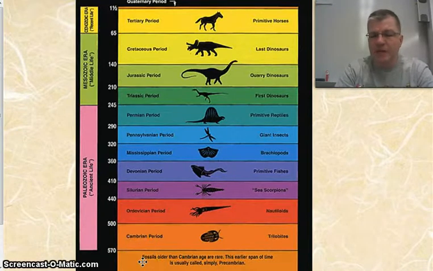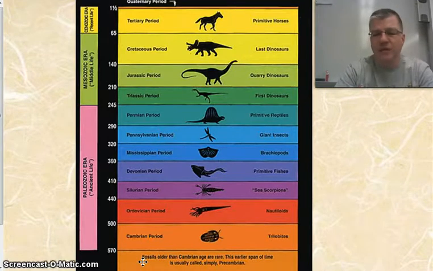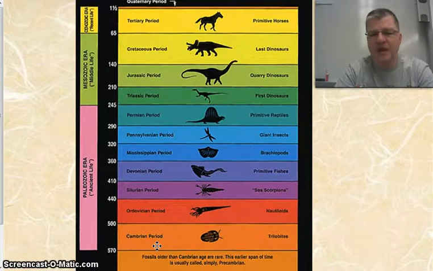The time before the Cambrian, called the Precambrian, had really very, very simple life forms and not many things that fossilize well. So we don't know a whole lot about life before the Cambrian. But starting in the Cambrian, that's when we start seeing really complex, especially animal, life forms.